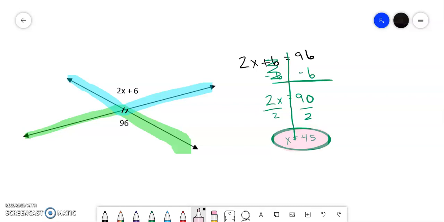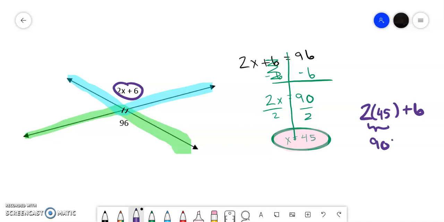So if x is 45, I could plug this back into the equation and it should be 96. So let's check our work. The original expression right here was 2x plus 6. But instead of x, I'm going to put 45 plus 6. So for this part, 2 times 45 is 90. Bring down my plus 6. 90 plus 6 is 96.